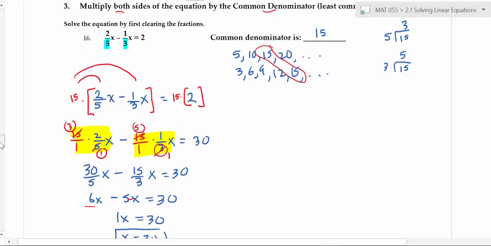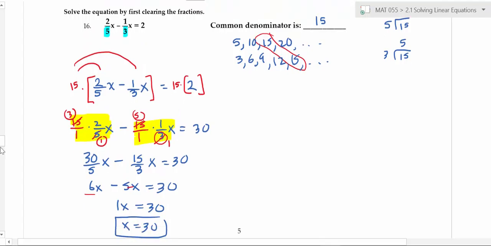Okay? All right. To help understand this, I am going to check this answer. So I'm going to do 2/5 times the answer minus 1/3 times the answer equals 2. Let's see if it's right. Let's plug in the 30 and go ahead and do a quick check on this.